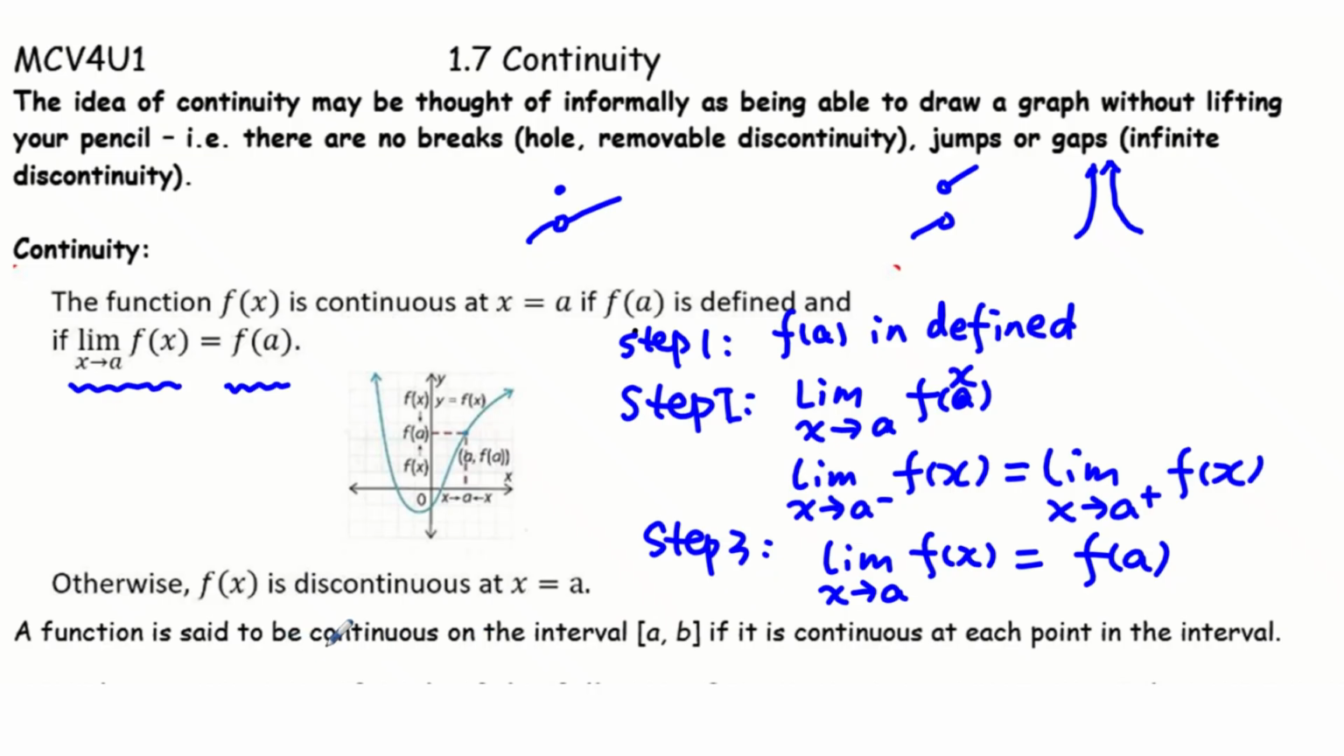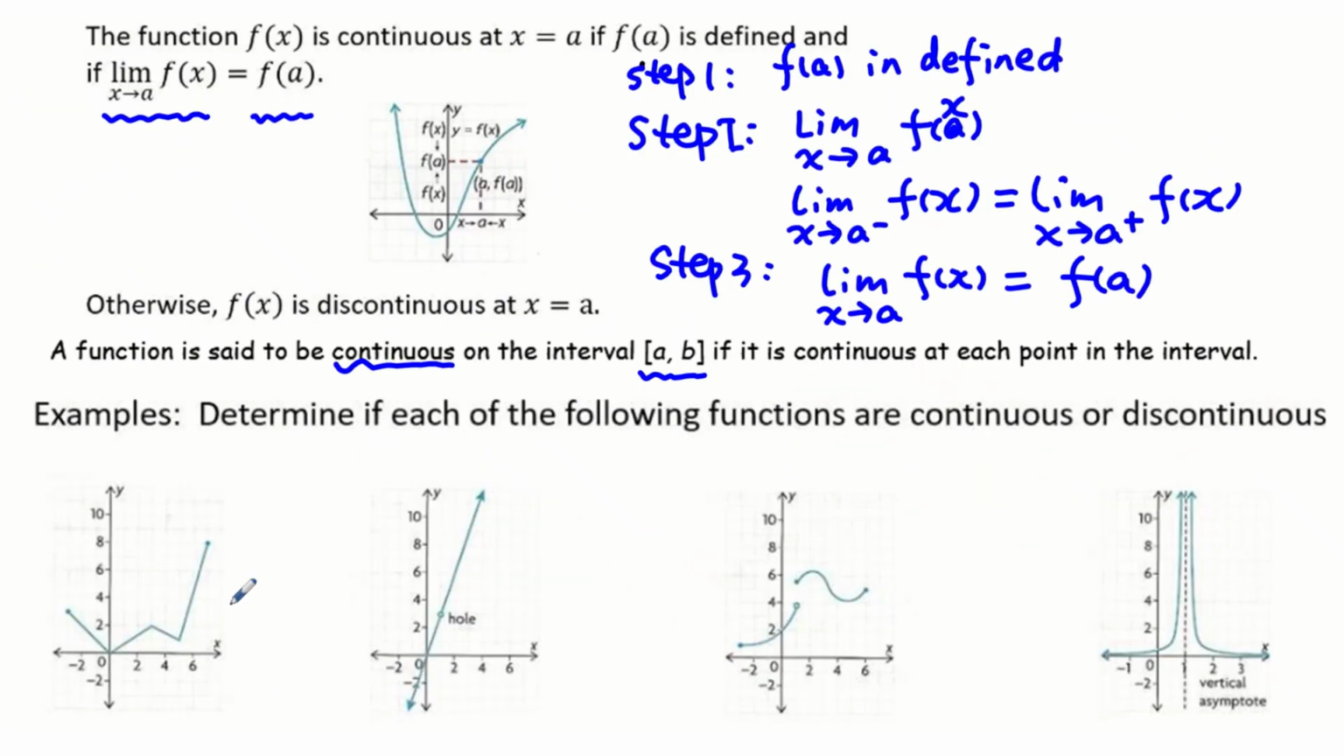A function is said to be continuous on the interval a less than or equal to x less than or equal to b if it is continuous at each point in the interval. So that is the definition of continuity for a function. Now we are going to use these 3 steps to determine if each of the following functions is continuous or discontinuous.